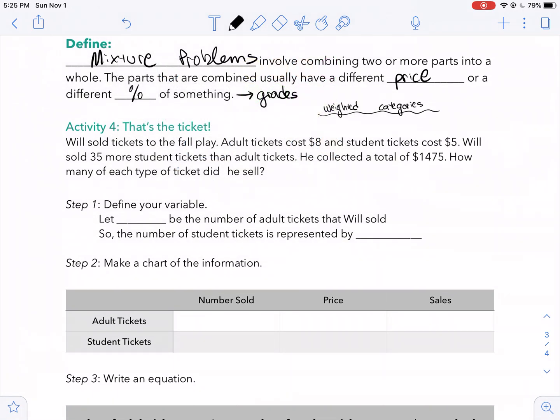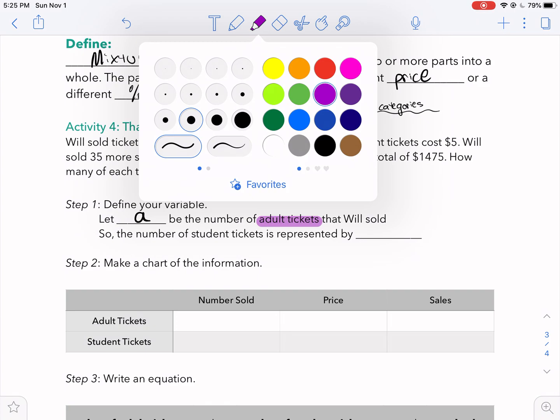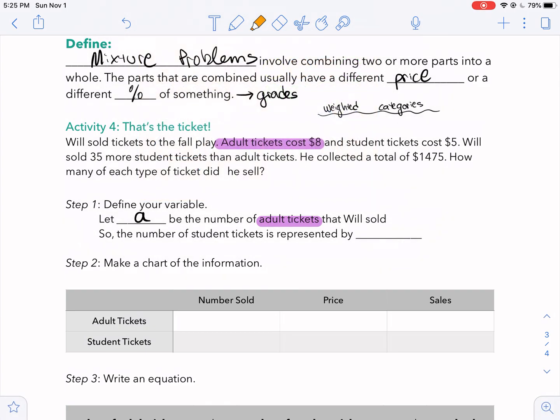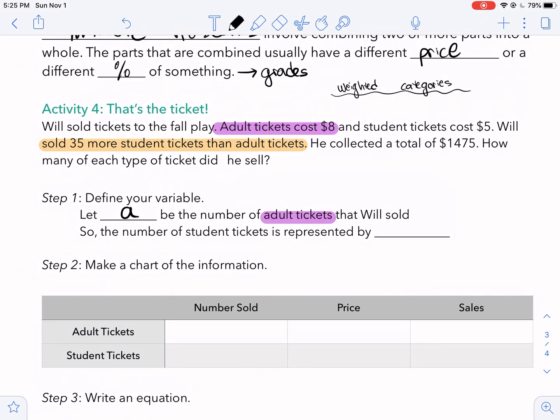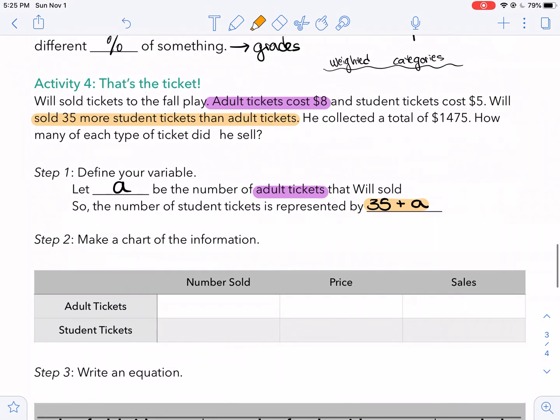Let's come up with a variable for the number of adult tickets that he sold. Say A for adult. So A is the number of adult tickets that Will sold. If he sold 35 more student tickets than adult tickets, the number of student tickets he sold is 35 plus A, because he sold 35 more than adult tickets. Isn't that great?